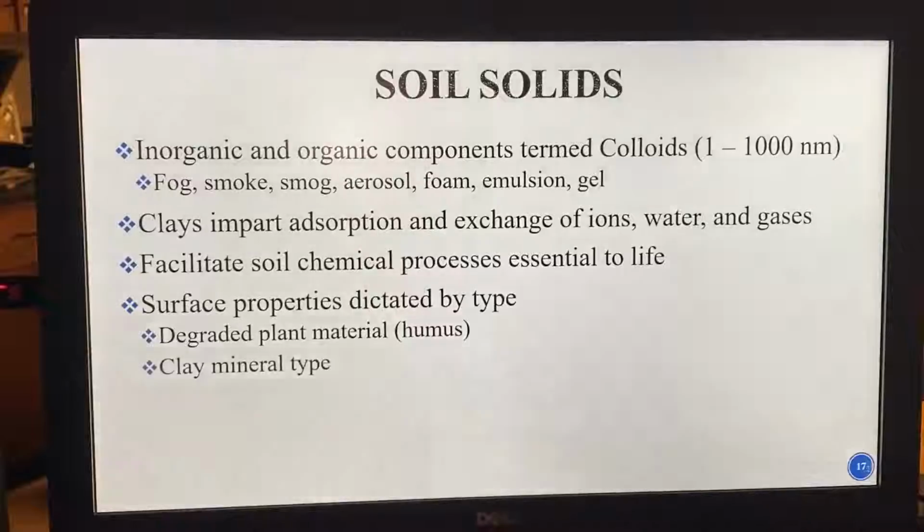Surface property is dictated by type, whether it be how much plant material is there, and also what type of clay mineral it is, whether it's a 1-to-1 clay mineral like kaolinite, or a 2-to-1 clay mineral like smectite, montmorillonite. They go into this whole phyllosilicate, inosilicate.